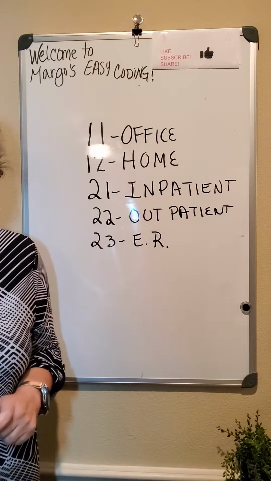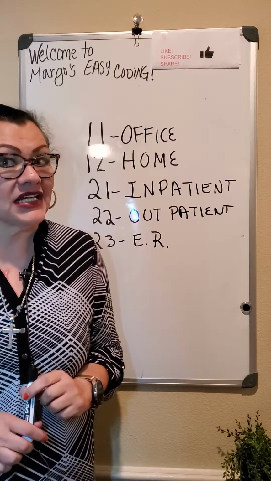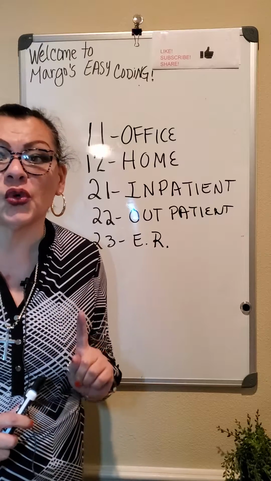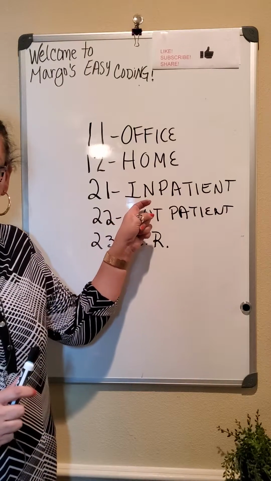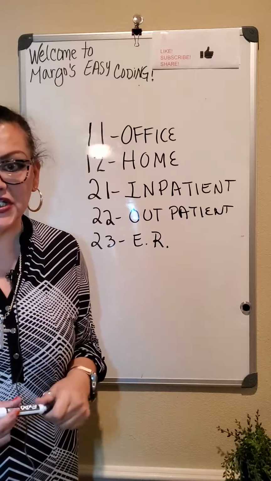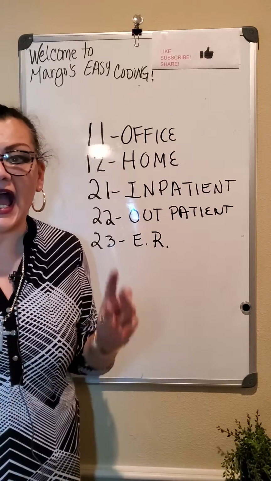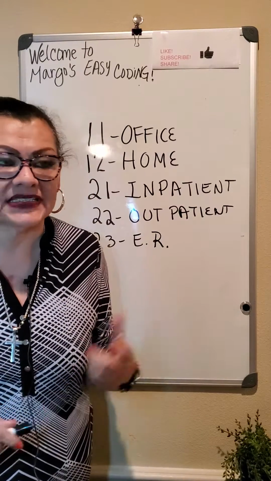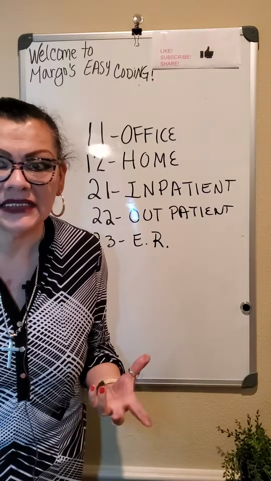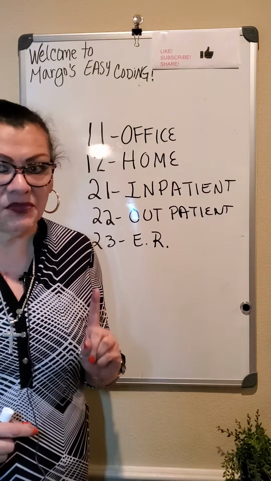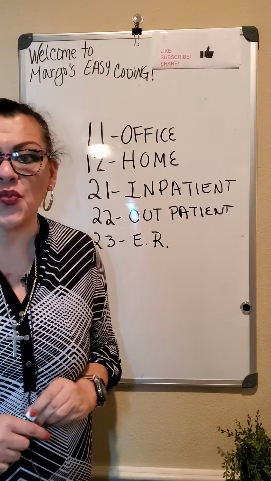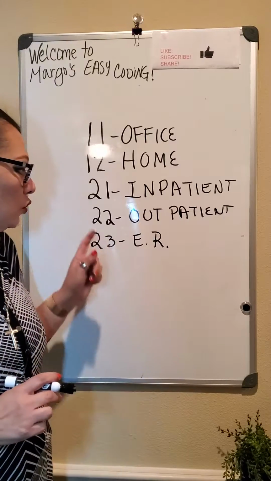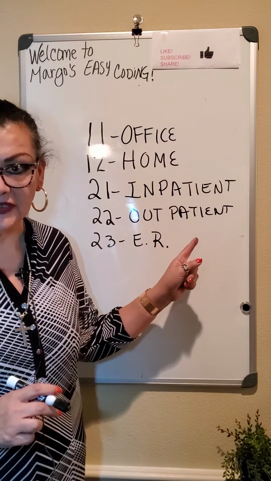If the patient is in the hospital, the patient has been admitted in the hospital, the place of service is 21. Inpatient. If the patient goes to the hospital for an outpatient procedure, surgery or any type of exam or diagnostic testing, as long as the patient is not in the hospital for more than 23 hours, your place of service is going to be 22, outpatient.